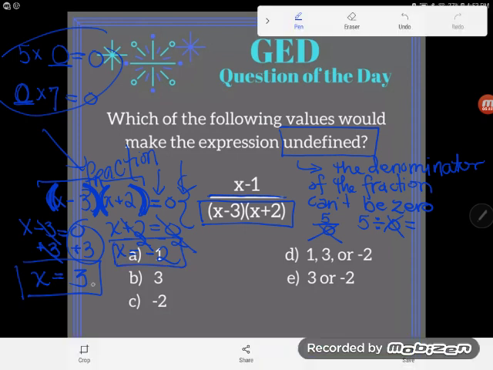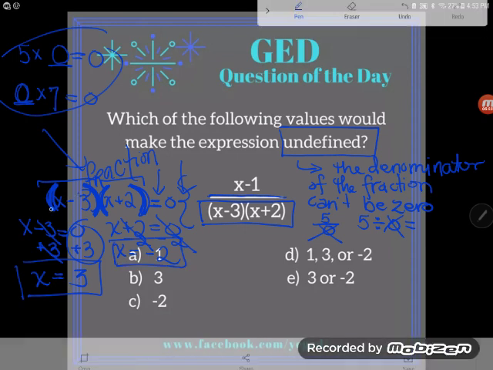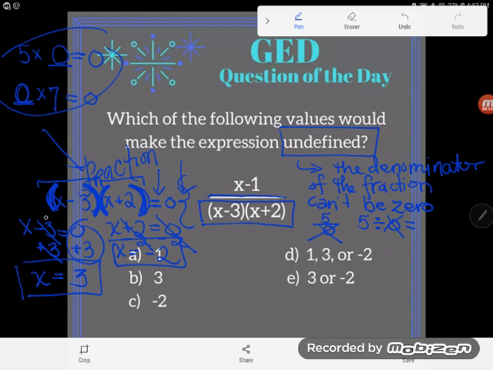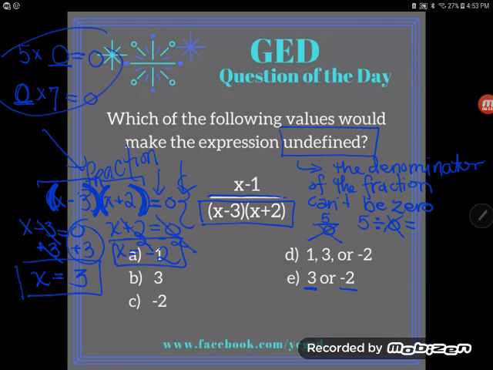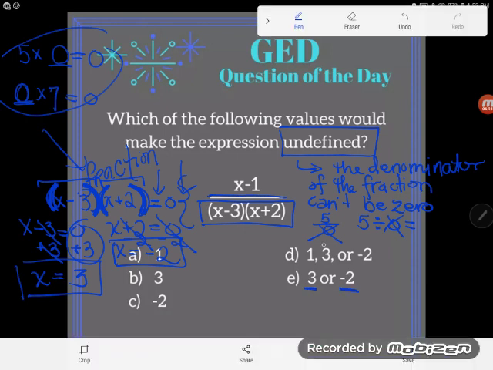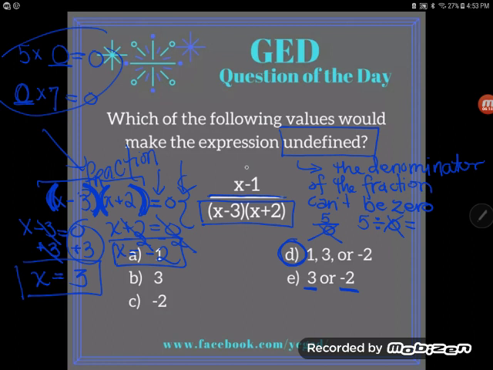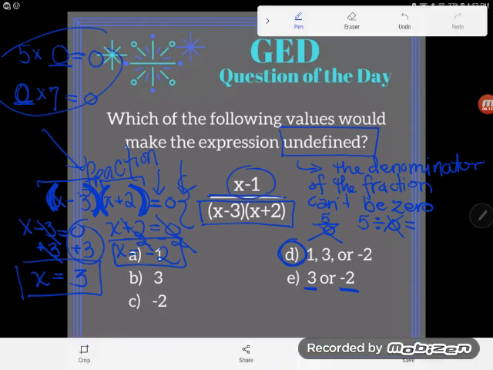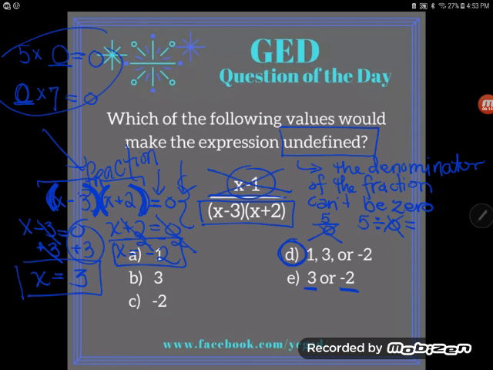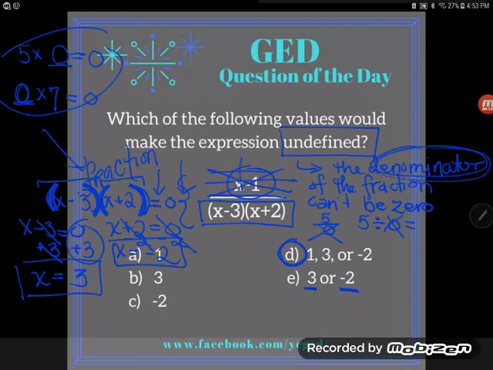So if 3 got put in this parentheses, 3 minus 3, I'd get a 0. That would be bad. If negative 2 got put in the second set of parentheses, negative 2 plus 2 would turn into 0. That would be bad. Either one of these two answers would give me a denominator of 0, 3 or negative 2. I want you to be really careful, though, because a lot of students get tricked by D. They're like, yeah, but what about the thing up here? What if that turned into 0? Nobody cares. You can have a 0 in the numerator. It's only the denominator, the bottom of my fraction, that cannot equal 0.